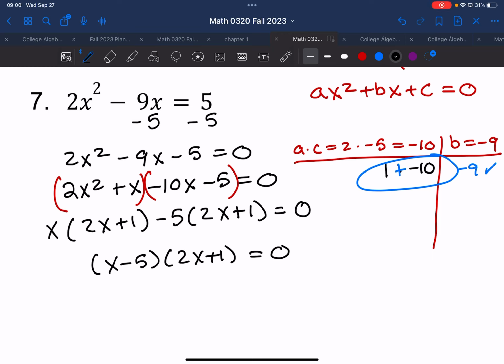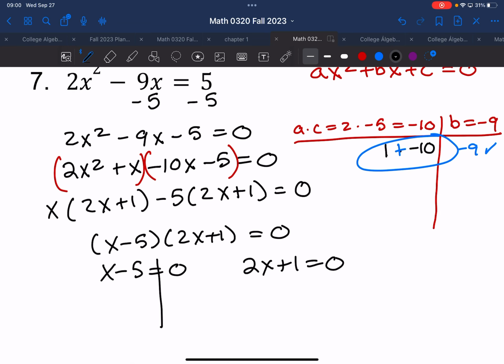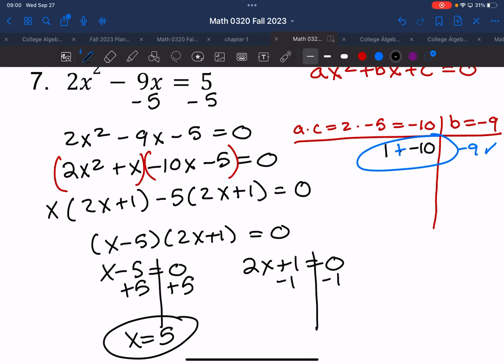But since my problem is equal to 0, I don't stop here anymore. I have to find my answer. I have to find x. So I'm going to set each of these factors equal to 0, and I'm going to find both my answers. So x minus 5 equals 0, and 2x plus 1 equals 0. The first one, I add 5 over, and I get x equals 5. And then the last one, I subtract 1, and then divide by 2, and I get x is equal to negative 1/2.